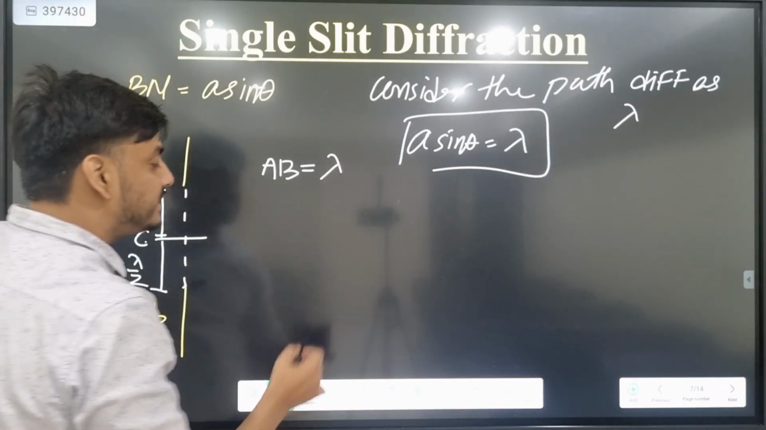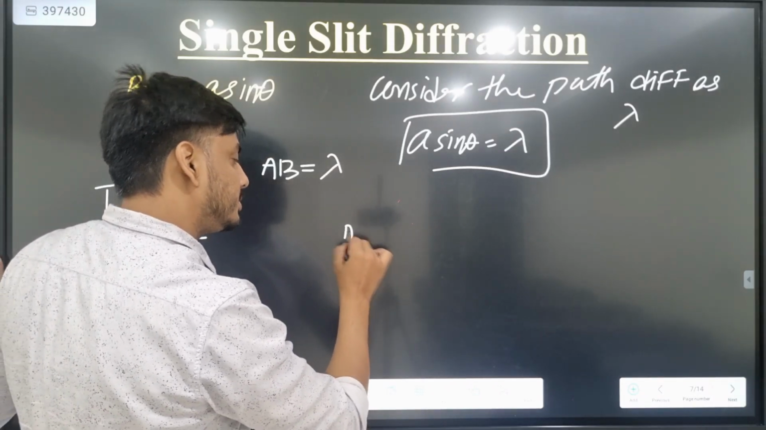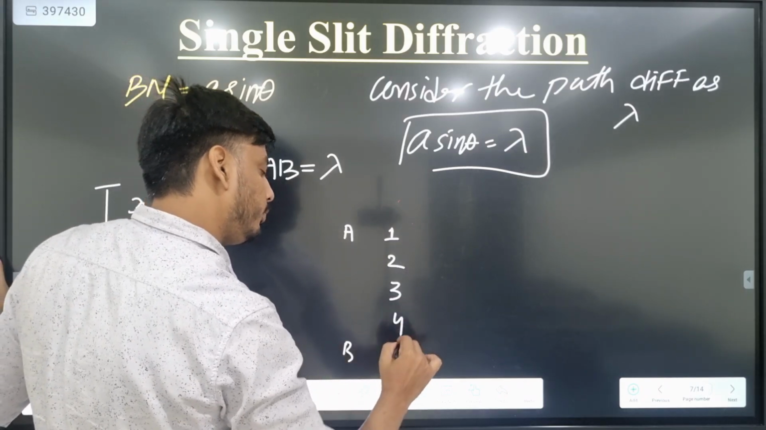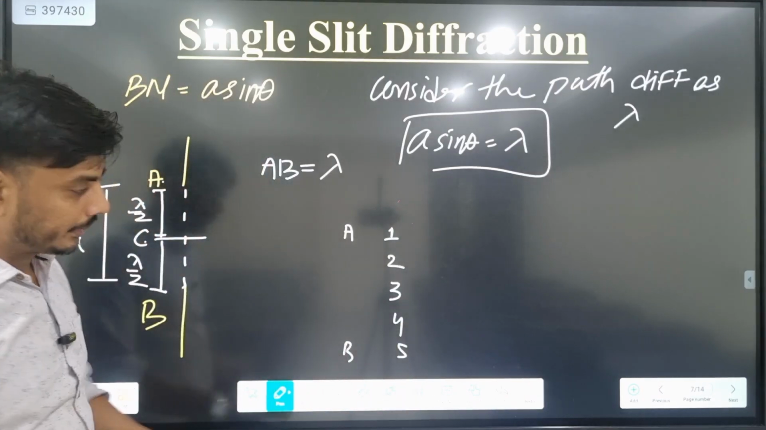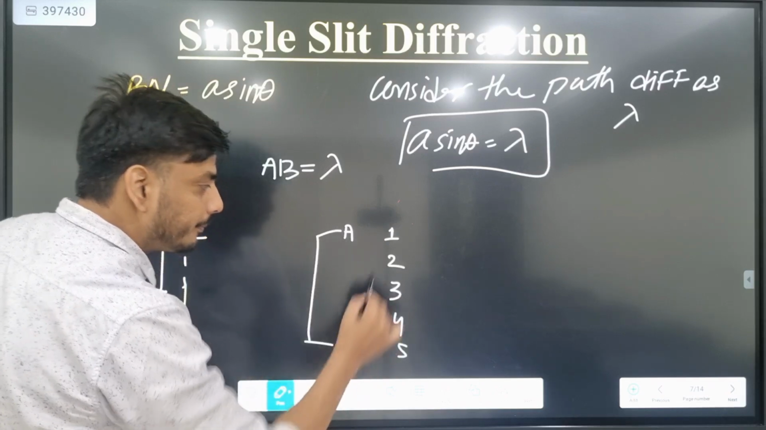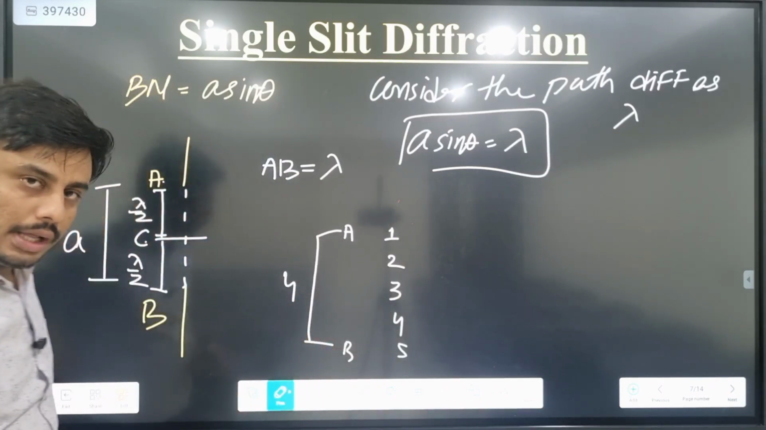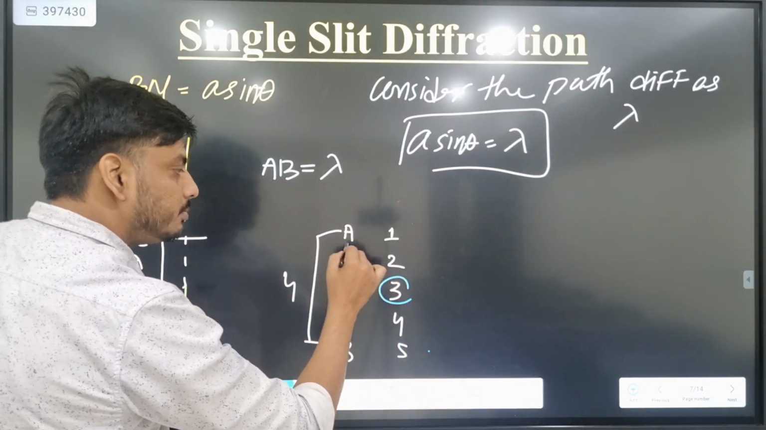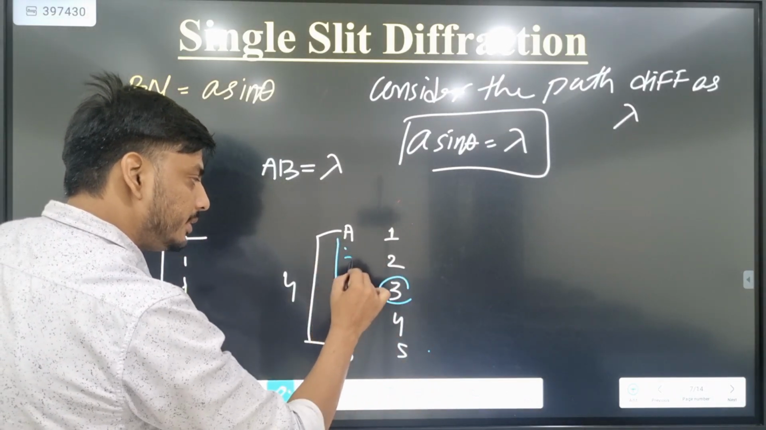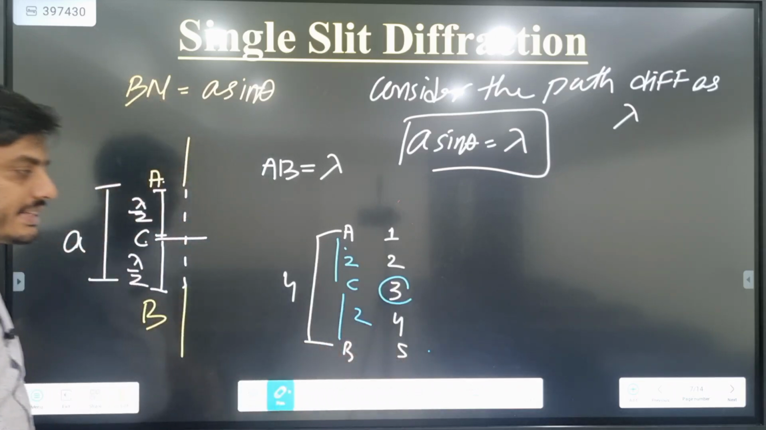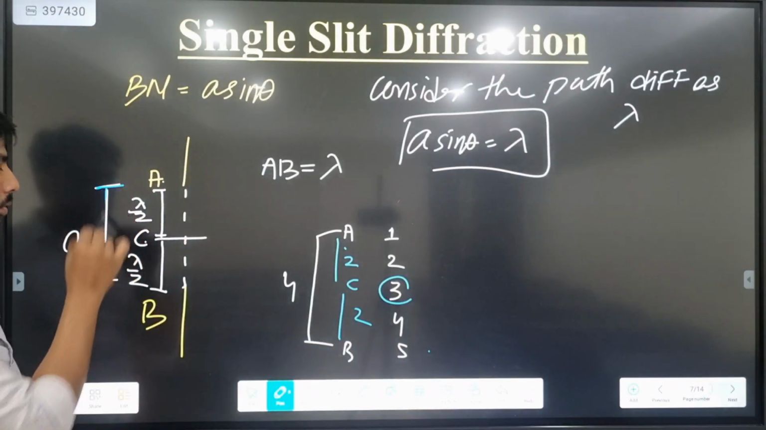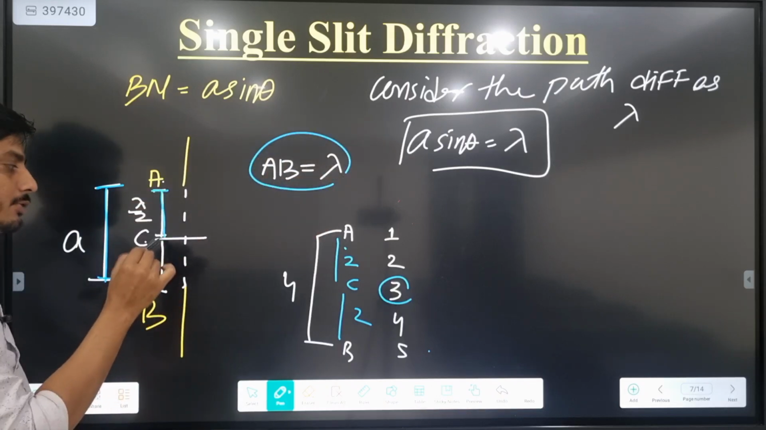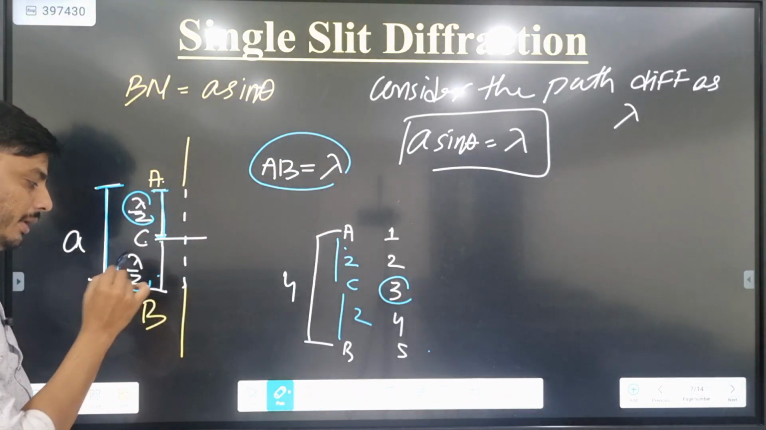I am giving you one easy example. For example, point A, point B, and numbers 1, 2, 3, 4 and 5. The difference between A and B is 4. Clear? The midpoint is here, 3. So the difference between A and C is 2. Same thing here: since we consider the total path difference as lambda, this half distance will be lambda by 2, and this half distance will be lambda by 2.